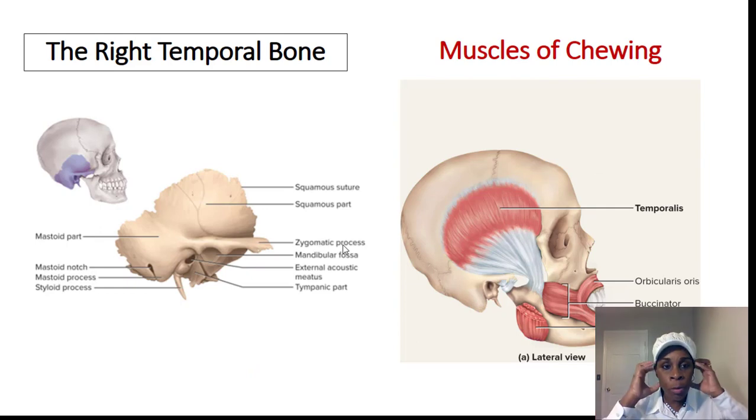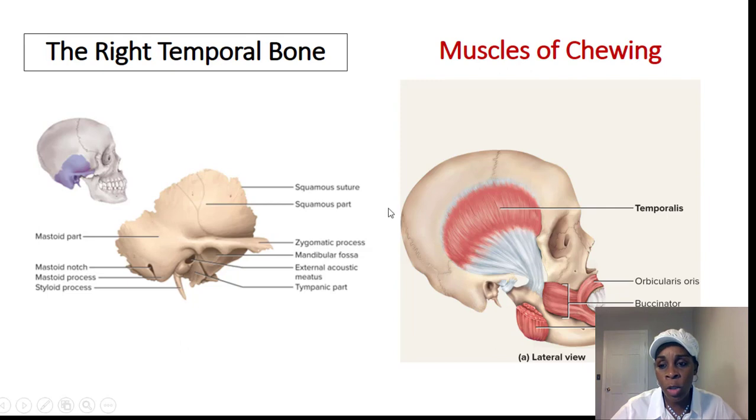Here we see the temporal bone. We talk about the temporal bone here, you recognize the mastoid process, the zygomatic process, the mastoid part, the squamous suture, and the squamous part, and the styloid process. You see the mastoid process and the styloid process. And then you see here your ear hole called the external acoustic meatus.